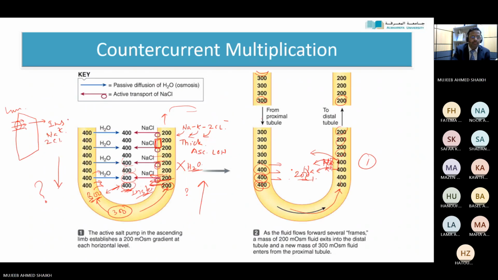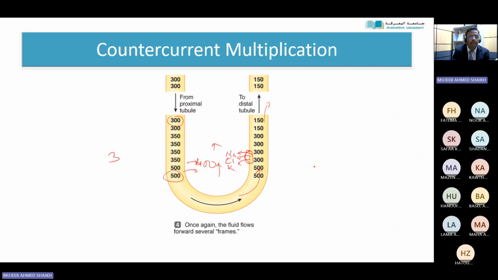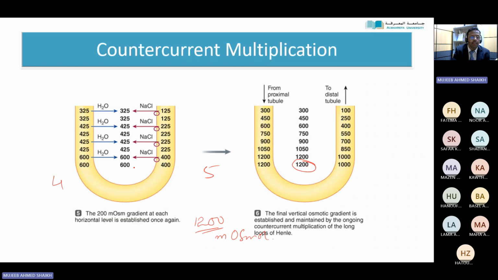And if you observe, every time the fluid is moving, it is increasing the osmolarity. Previously it is 400. Here it is 400 milliosmol. In the next cycle, it becomes 500. In the next cycle, let's say 600. In the next, here it is 600 and it is becoming 1200 here. So every time fluid moves, it is increasing or multiplying the osmolarity of the interstitium. That's why this is known as counter current multiplication.